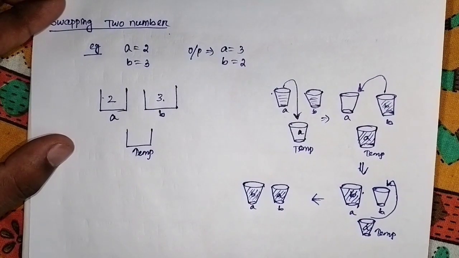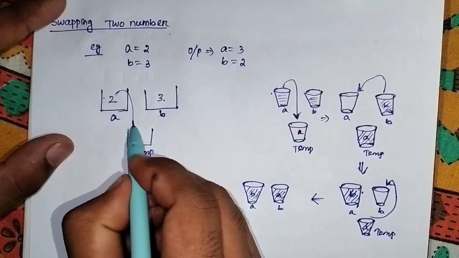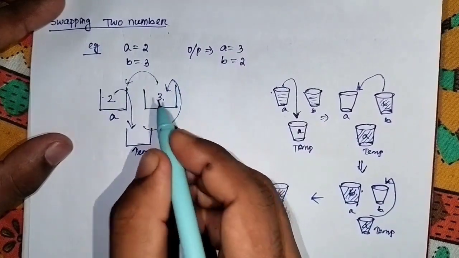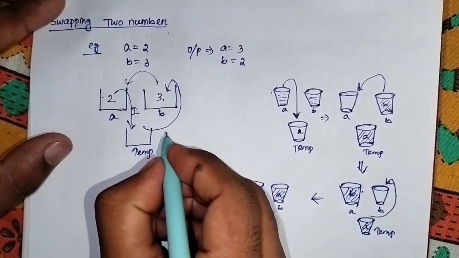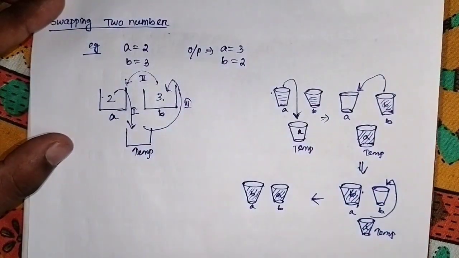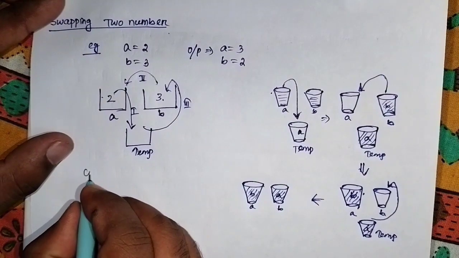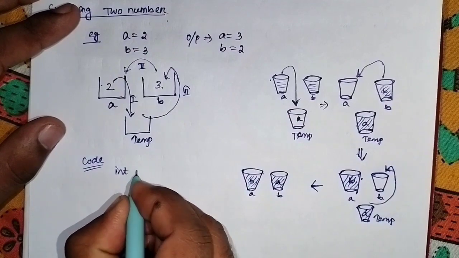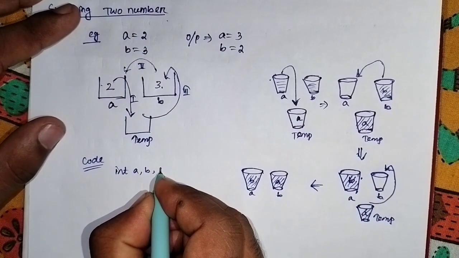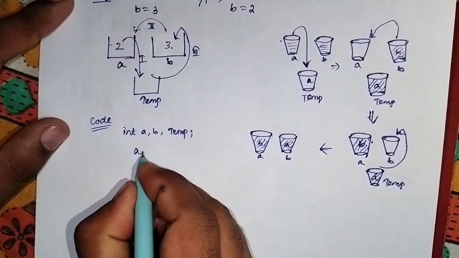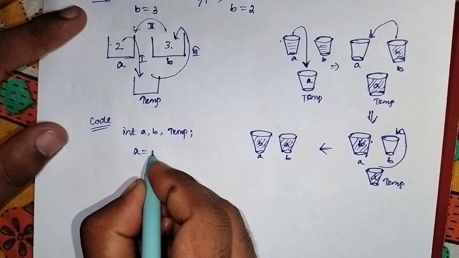liters in bucket B. Put the value of A into the temp variable, then put the value of B into the variable A, and then, as the last step, put the value of temp into the variable B. Now the algorithm and its code will be: int A, declare 3 variables A, B and temp. In the code, write temp equal to A.